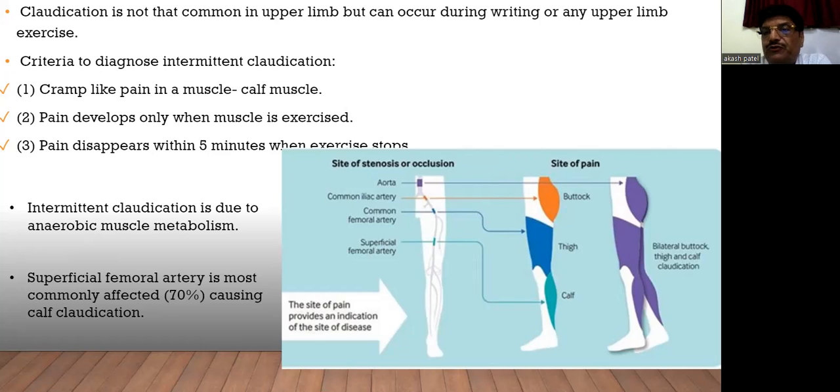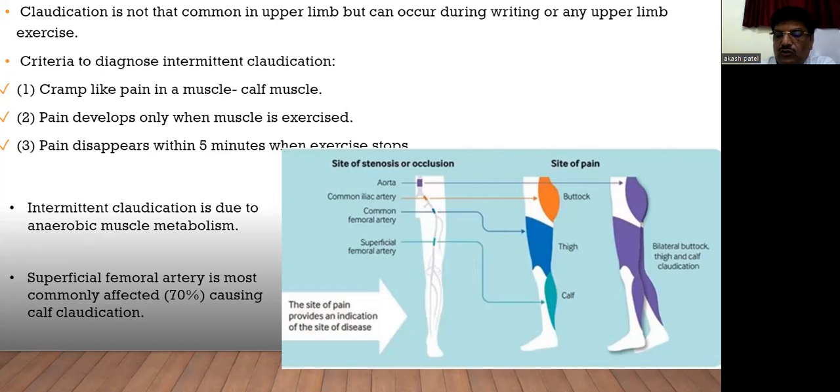So if a patient comes to you and says they have claudication in the calf, you know it is going to be the superficial femoral artery. And if the patient complains of claudication in the buttock, then you know the blockage is somewhat higher up, either in the aorta or in the common iliac. So history itself will point you to the site of disease, and then according to that, you can direct your investigation to confirm the site of the disease.